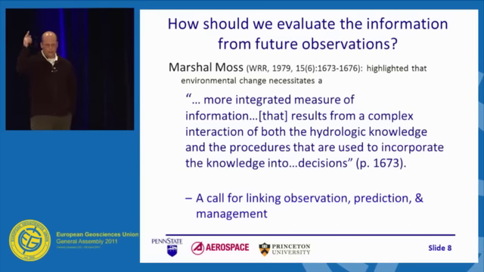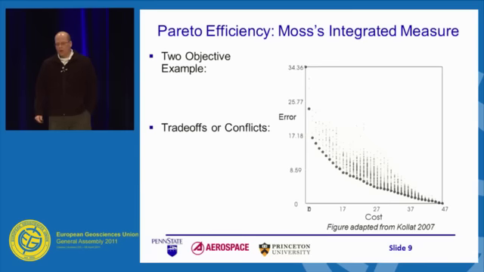And at present, you get the satellites that you get, but there is not a direct feedback from the end-use all the way up. And that's not just the Earth system science where that's true. So this is really a call for linking observation, prediction, and management. So one of the proposals from my group is that this concept of Pareto efficiency, if we generalize this concept, it's a way that we can actually seek to address Moss's call for an integrated measure.